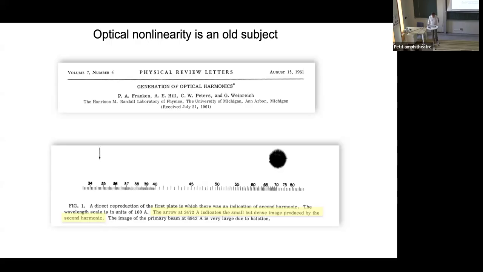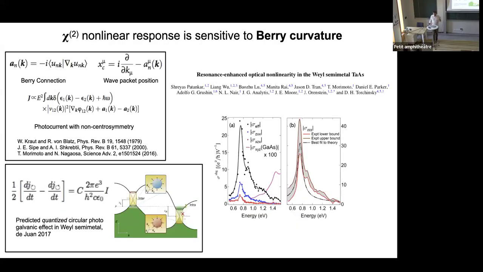It was later corrected, and you can find the actual image, which was put as an erratum in the next issue of Physical Review Letters at that time. Okay. That was a Chi2. I'm not going to talk so much about Chi2 today, but Chi2 is an important response function.